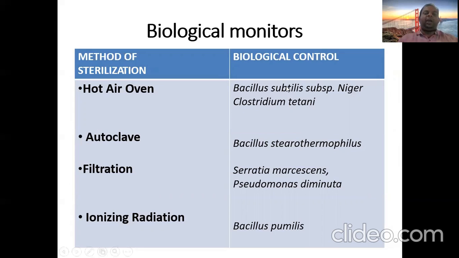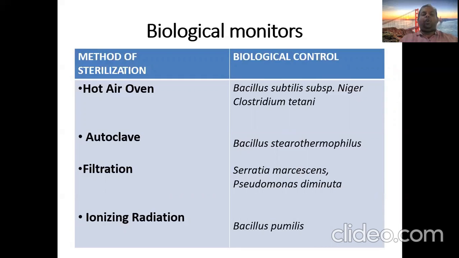For hot air, we use Bacillus subtilis and Clostridium tetani spores, which can survive higher temperatures. Once that particular temperature is exceeded, the microbes in the vial will be killed. So we keep spores in a container and put it in the hot air oven, set the temperature, imagine 180 for 1 hour. Then we take them out, cut the vial, and put it into a culture medium.